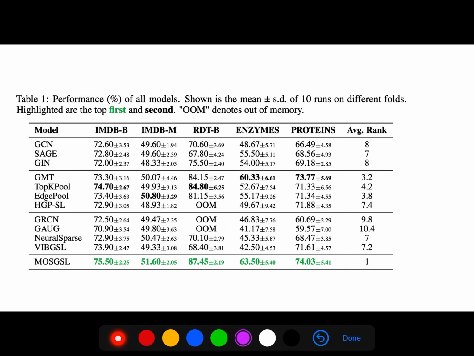So they did it for IMDb binary. This is for movies. If it's actor, and enzyme protein, we use this. All of them are for graph classification, and we can compare the accuracy of graph convolution with this approach.